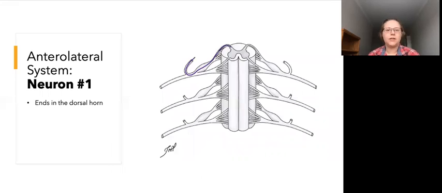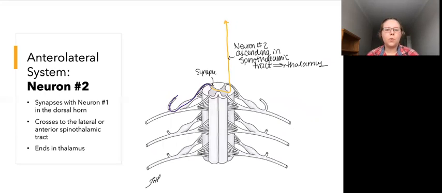So let's move on now to the anterolateral system. When a pain or temperature sensory receptor fires, the signal travels along a sensory neuron into the dorsal root ganglion and ends in the dorsal horn. Neuron number 1 synapses with neuron number 2 within the dorsal horn. Neuron number 2 then crosses over to either the lateral or anterior spinothalamic tract and ascends within that tract. Neuron number 2 ends in the thalamus.